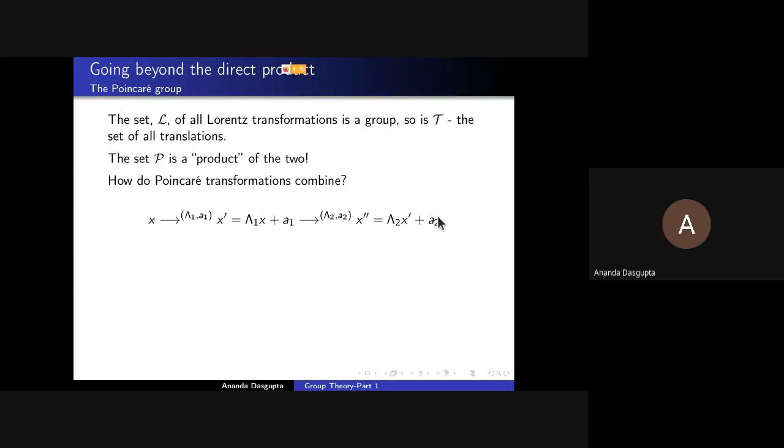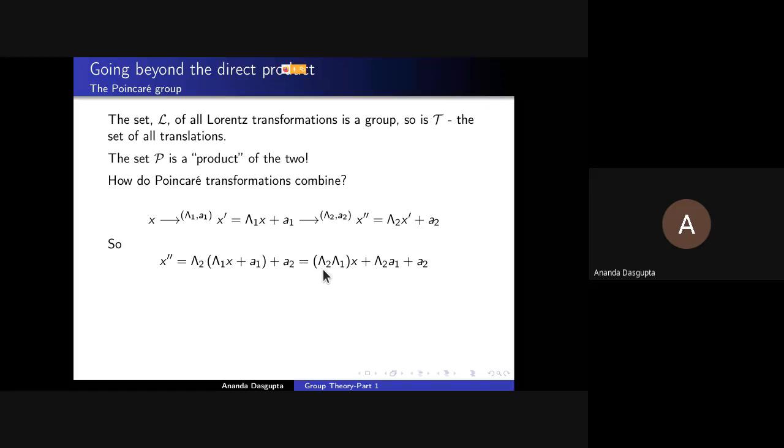As simple as that. So now let's figure out what this is when you think of it as a single transformation acting on x, the original 4 vector. So what is x double prime? X double prime is lambda 2 x prime plus a2, but x prime is lambda 1 x plus a1. So now it's simple and trivial algebra. Just open it out and you get lambda 2 lambda 1 x plus this.